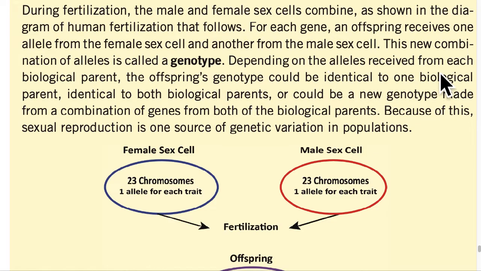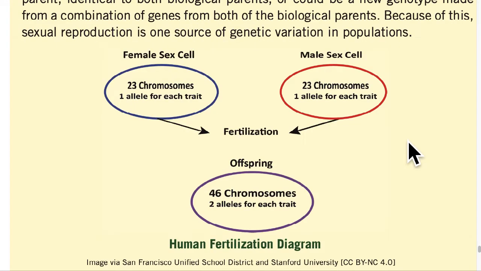Depending on the alleles received from each biological parent, the offspring's genotype could be identical to one biological parent, identical to both biological parents, or could be a new genotype made from a combination of genes from both of the biological parents. Because of this, sexual reproduction is one source of genetic variation in populations.